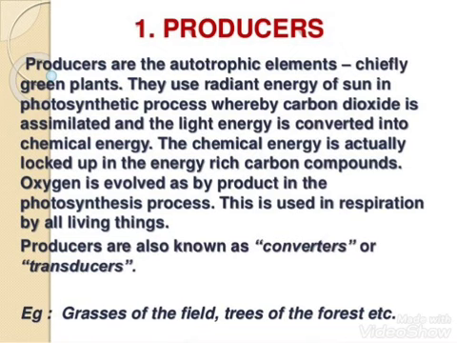The producers are the autotrophic elements which produce their food on their own. Chiefly they are the green plants. They use the energy of the sun in the photosynthetic process, where they use carbon dioxide, and this carbon dioxide is assimilated and the light energy is converted into chemical energy, and oxygen is evolved in this process, which helps all living things to respire. Producers are also known as converters or transducers.